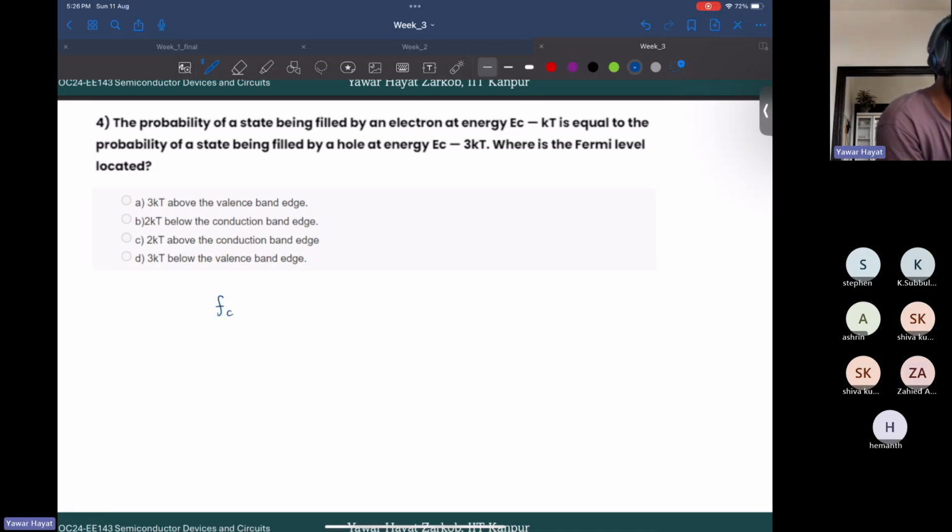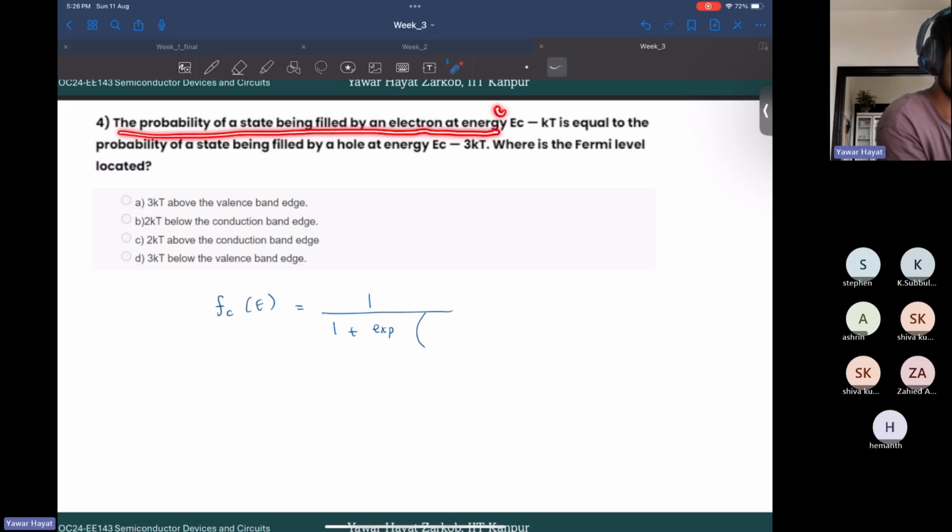So it's given that the probability of a state being filled by an electron at energy EC minus KT. In general, the probability of a state being filled by an electron at some energy E is given by this expression: 1 by 1 plus exponential of E minus EF by KT.